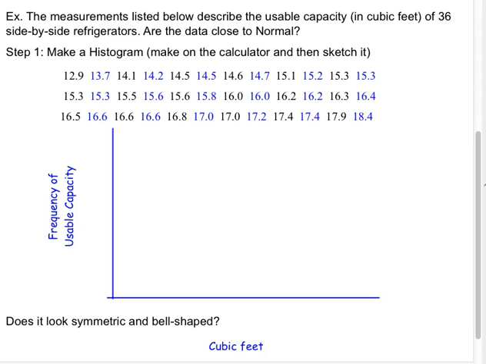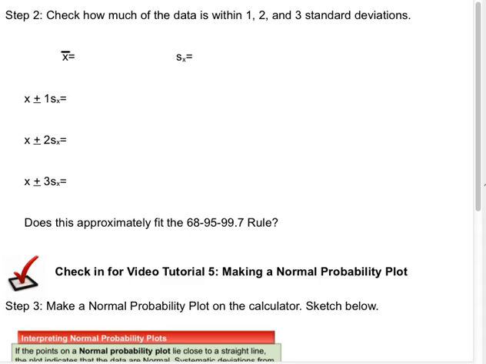From there, let's talk about the next method, okay? So the next thing we can use is the empirical rule, okay? So remember, the empirical rule says within one standard deviation, we should see roughly 68% of the data. Within two standard deviations, we should see roughly 95% of the data, and within three standard deviations, 99.7% of the data. Almost all of the data should be within 3 standard deviations.